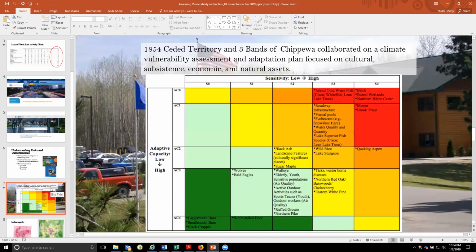Here is an example of a vulnerability assessment that was done at the 1854 ceded territory up in northern Minnesota. And again, I'm sorry this isn't live. When you get the slides, you'll be able to click through and see the animations.